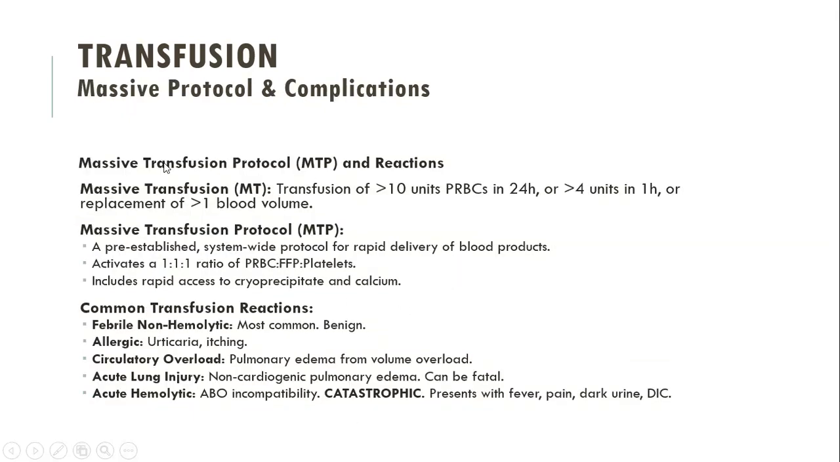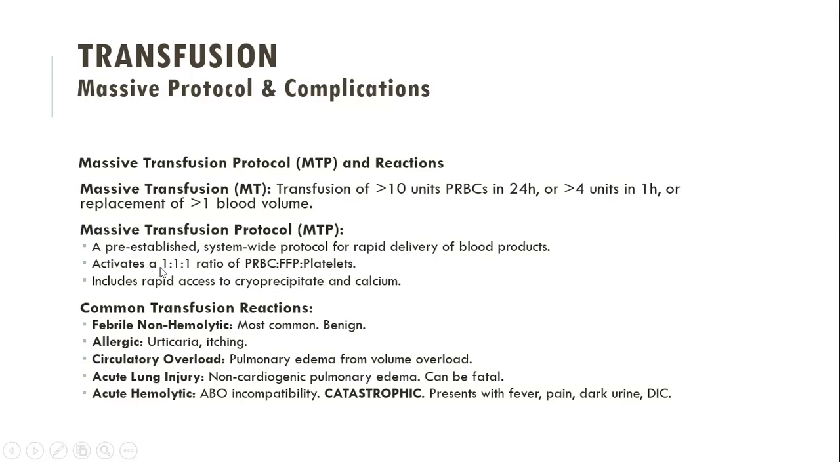So, what is basically massive transfusion protocol and what are the complications of massive transfusion protocol? Now, massive transfusion protocol is basically transfusion of greater than 10 units of packed RBCs in 24 hours, or giving greater than 4 units of packed RBCs in 1 hour, or replacement of greater than 1 blood volume. So, why do we give massive transfusion protocol? Basically, it is a pre-established system-wide protocol for rapid delivery of blood products. So whenever there is a need of rapid delivery of blood products, you basically give massive transfusion protocol.